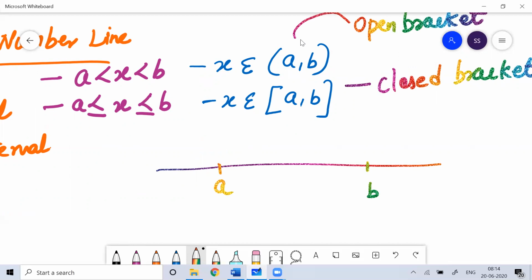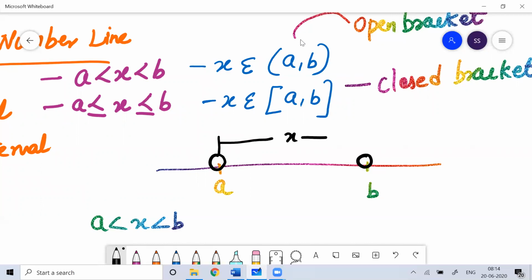When I talk about the relation that x is between A and B, so here if I have to establish the value of x, I'll write the value of x is from A to B, where the values A and B will not be included. So that we represent with this hollow circle, you can understand.